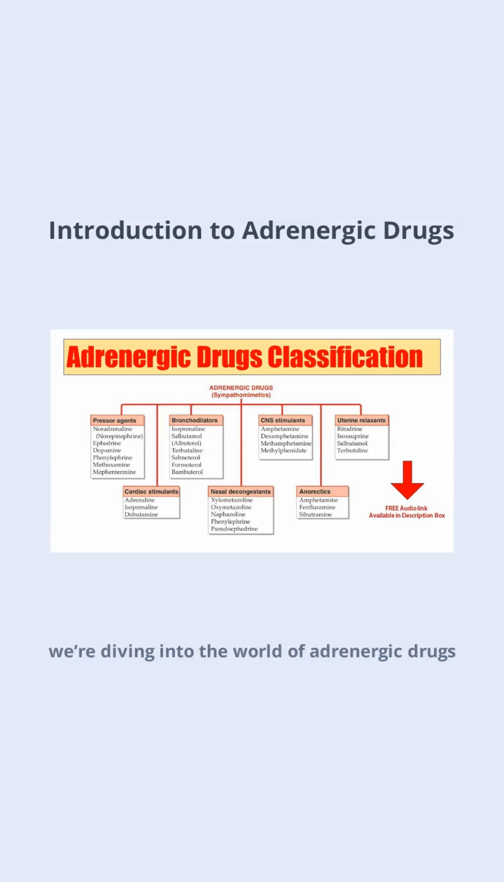Welcome. Today we're diving into the world of adrenergic drugs, essential medications that impact the sympathetic nervous system. These drugs play a crucial role in treating conditions like asthma, cardiac issues, and even nasal congestion. But with so many names and uses, remembering them can be tough. That's why we use clever mnemonics to make learning both effective and fun.